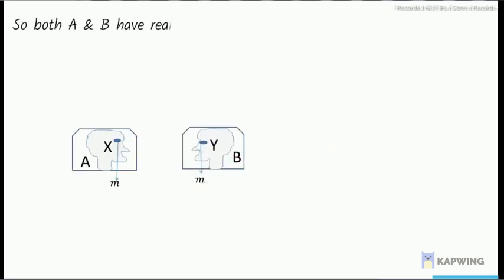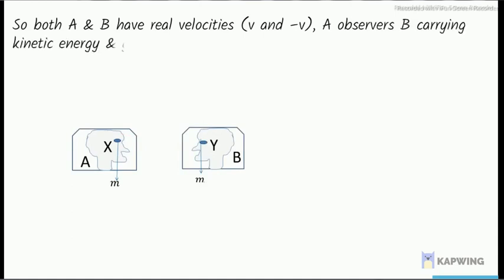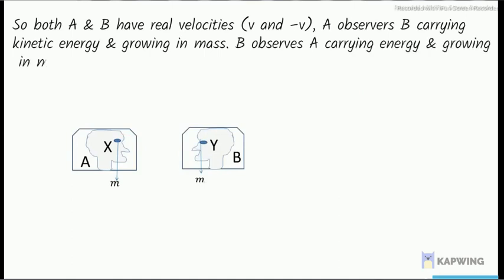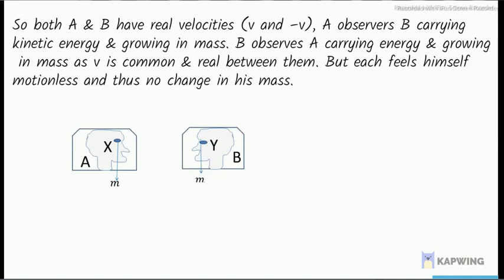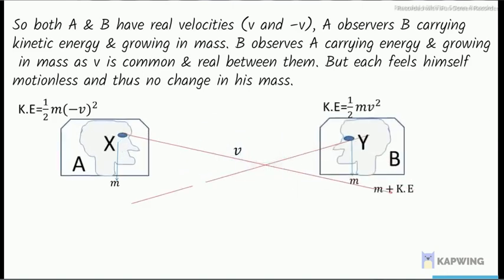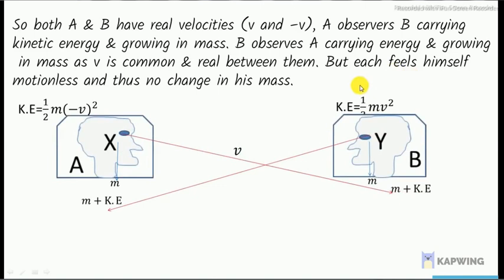So both A and B have real velocities, V and minus V. A observes B carrying kinetic energy and growing in mass. B observes A carrying kinetic energy and growing in mass, as V is common and real between them. But each feels himself motionless and thus no change in his mass. So when A observes B moving with real velocity V, it carries kinetic energy and grows in mass. This is what A observes.